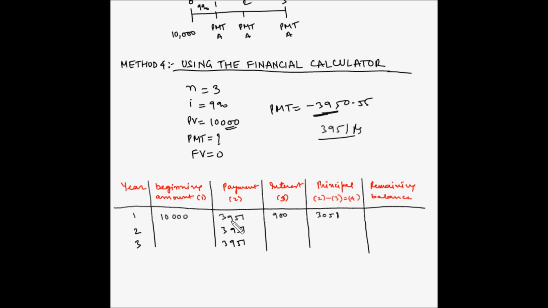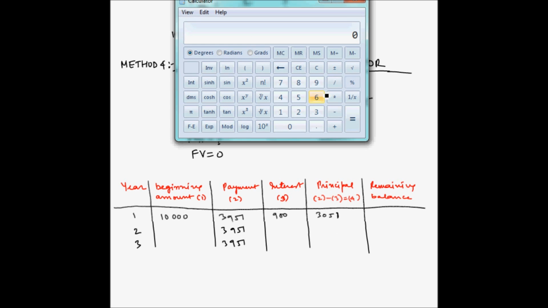Now while we have made a payment of 3051 out of 10,000, see 10,000 is the principal amount that we have to pay. At the end of the first year we have paid 3051 towards the principal. So the remaining balance is 10,000 minus 3051, which is 6949 rupees. Now this 6949 rupees becomes the beginning amount for the second year.